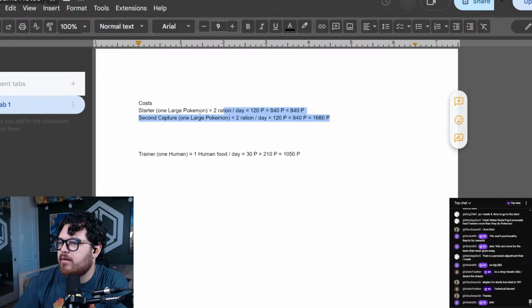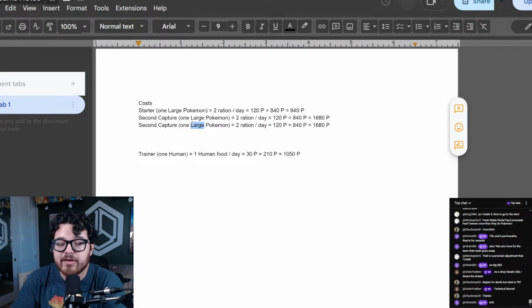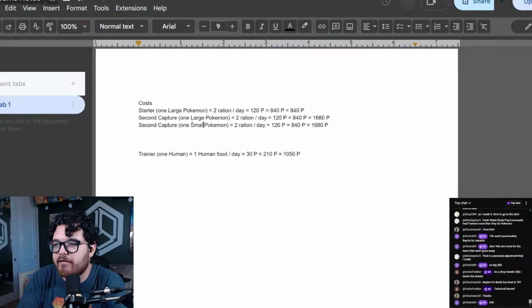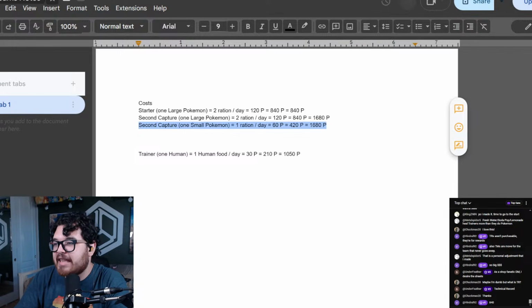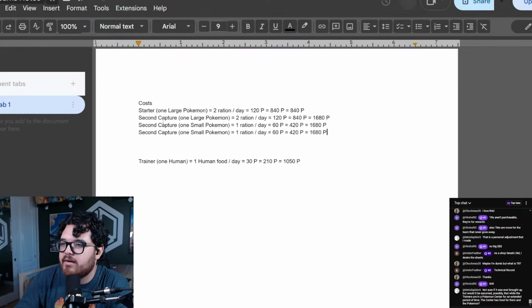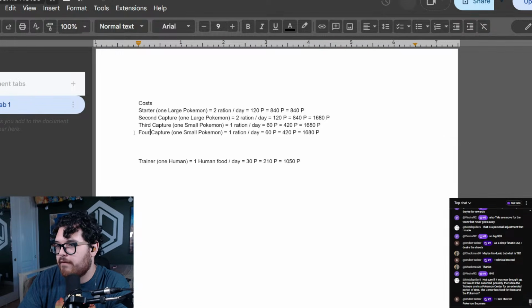840. So then we talk about, okay, well, there's my third capture. And for the third capture, we're actually going to go the other direction. We're going to say on average, generally people will have a small Pokemon on their final team that requires a ration a day, right? 1 ration per day. That's going to be 60. Right, which is going to drop us down to 420. We're going to assume that they've got probably at least 1 Gyarados-sized Pokemon. Third. Fourth. Which 1 Gyarados-sized Pokemon is, generally speaking, pretty big.